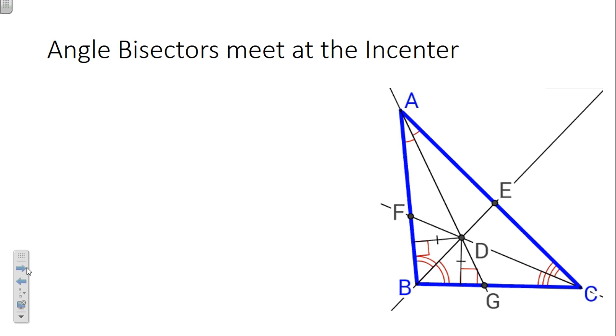Angle bisectors are going to meet at a point called the in-center. Angle bisectors meet at the in-center. I did call the other thing a different thing.